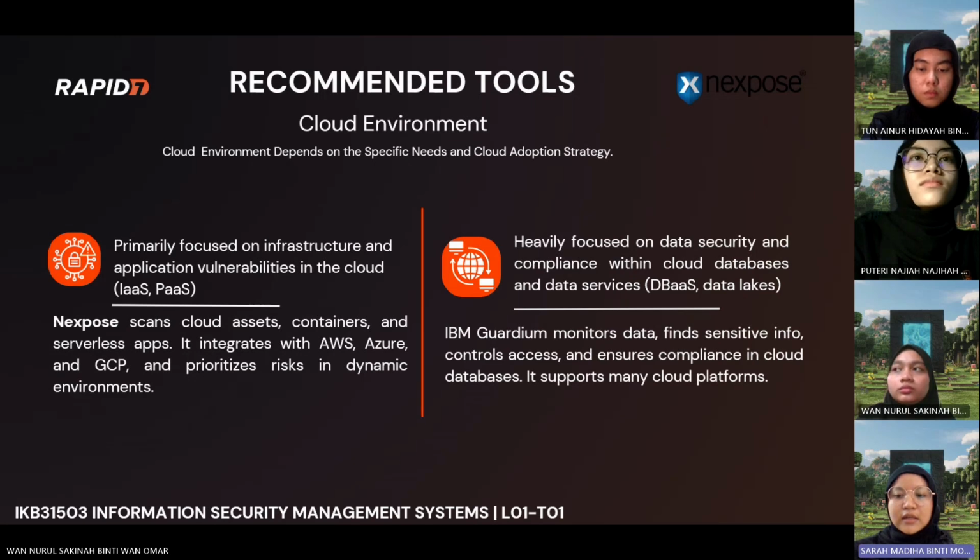So the last one is recommended tool for cloud environment. For cloud environments, it depends on the specific needs and cloud adoption strategy. So there are two scenarios here. First, if it's primarily focused on infrastructure and application vulnerabilities in the cloud, Nexpose is the best option, because Nexpose scans cloud assets, containers, and serverless apps. It integrates with AWS, Azure, and GCP, and prioritizes risk in dynamic environments.